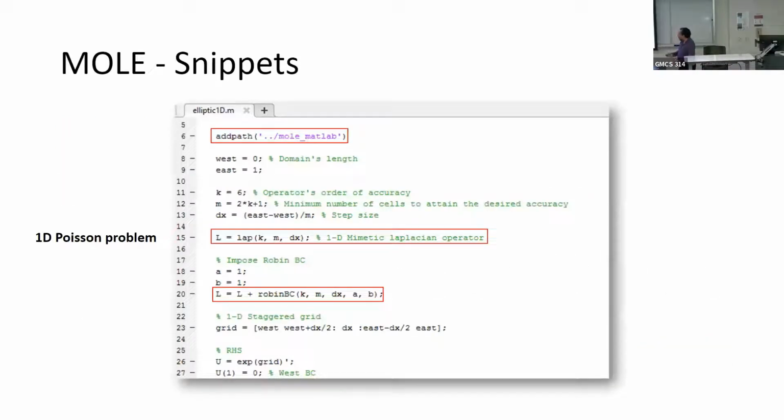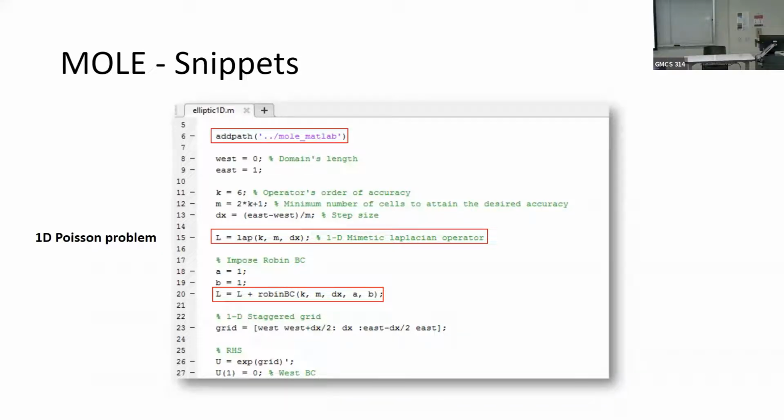Okay, so these are a few snippets of what you get when you try. This is a 1D Poisson problem. And you can see here, the only operator that we have that is not first order is the Laplacian. Instead of multiplying, we already have the Laplacian there. But it really is just a little faster.